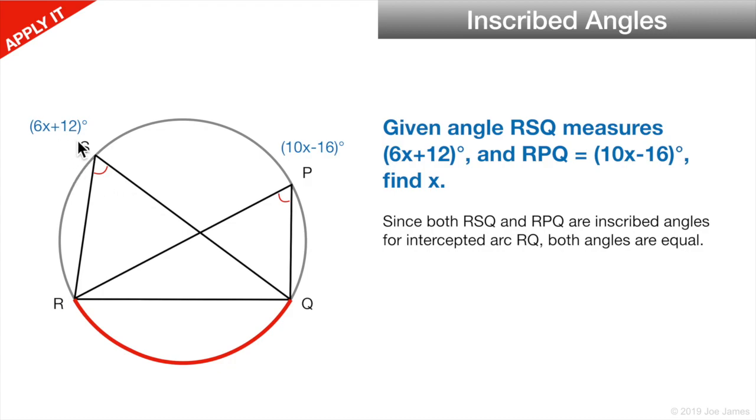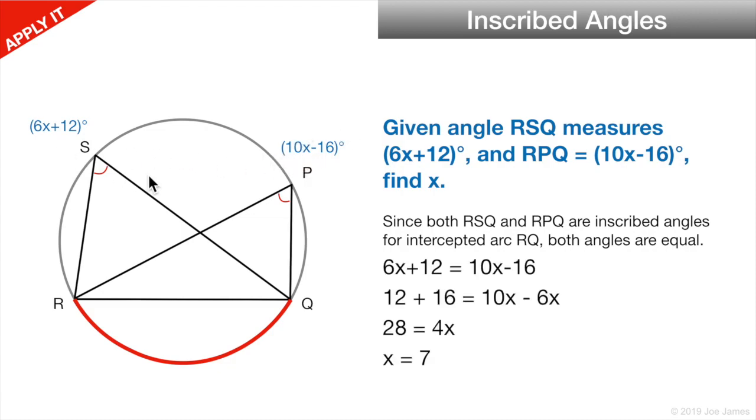So now we can just take these two expressions and set them equal to each other, and then solve for x. We'll move the x terms both to one side. We get 4x equals 28. And then we can divide by 4 to get x equals 7.